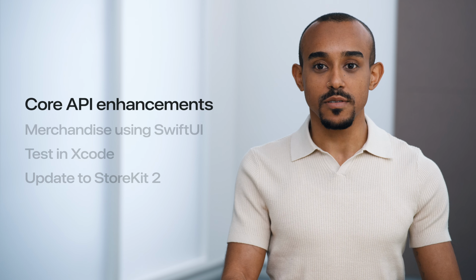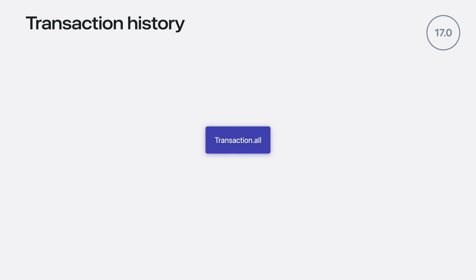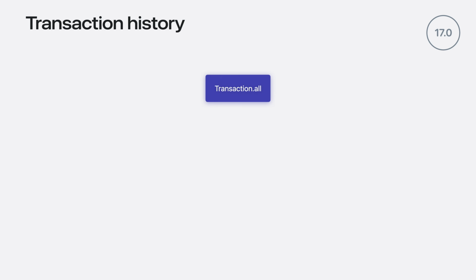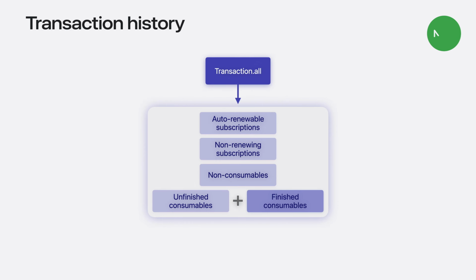To kick things off, let's talk about the updates we're bringing to your customer's transaction history. Historically, the transaction history APIs have included transactions for auto-renewable subscriptions, non-renewing subscriptions, non-consumables, and unfinished consumables. This means when someone using your app purchased a consumable, the finished transaction for that purchase was not accessible through these APIs. Starting in iOS 18, the transaction history APIs include finished consumable transactions.